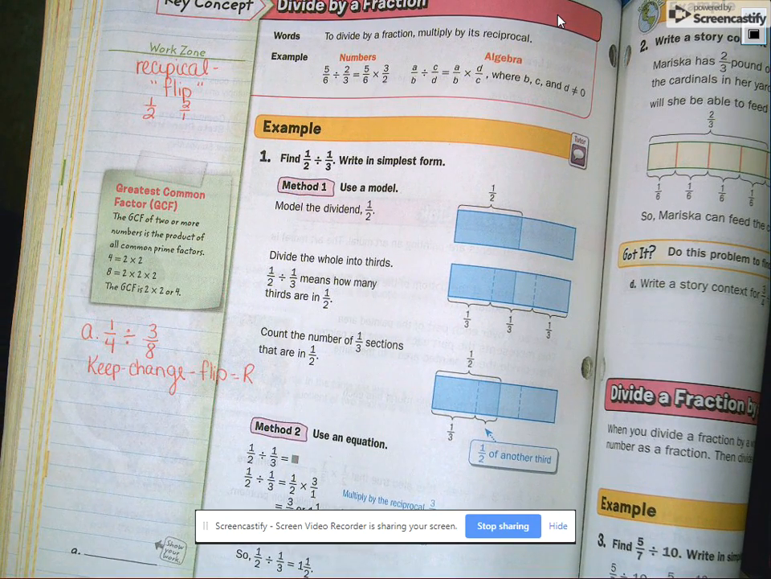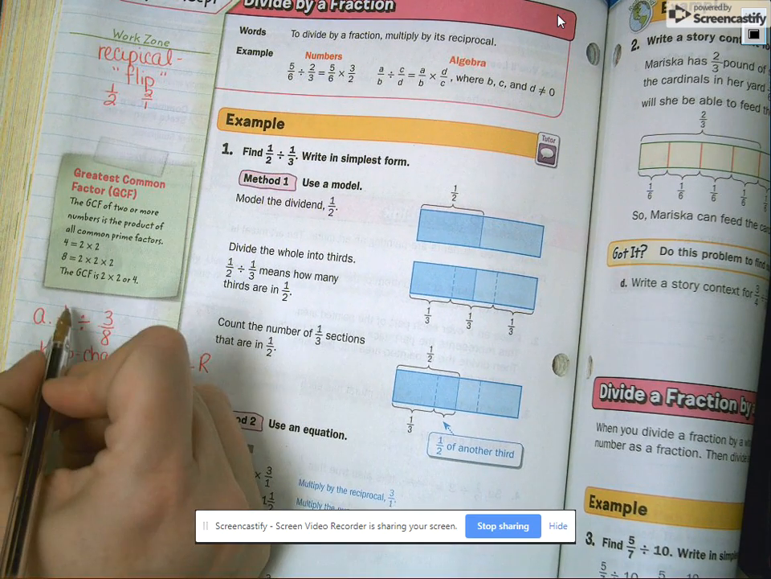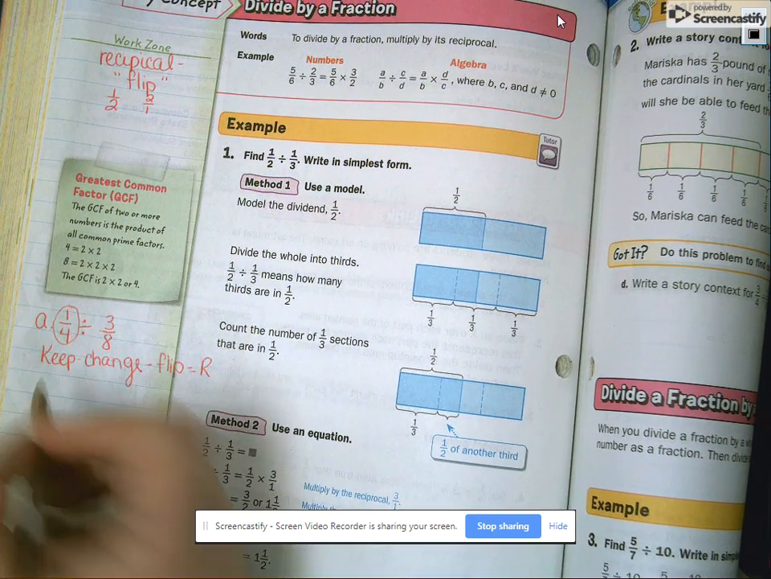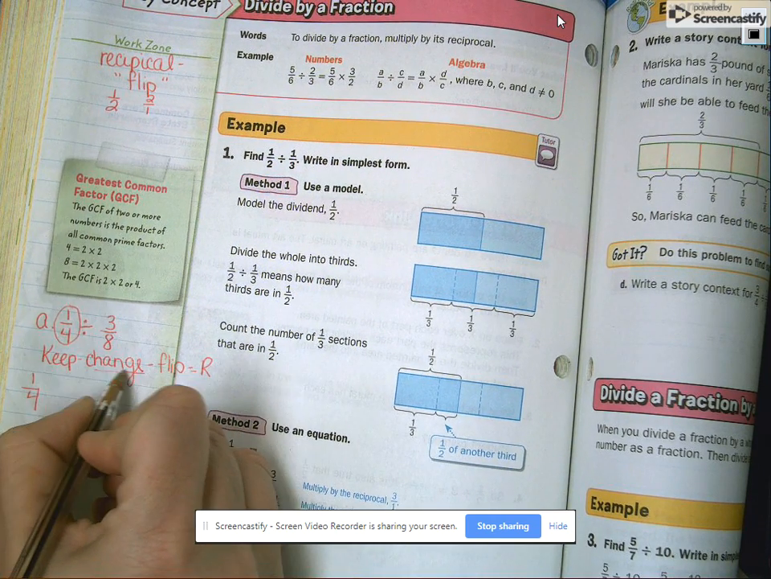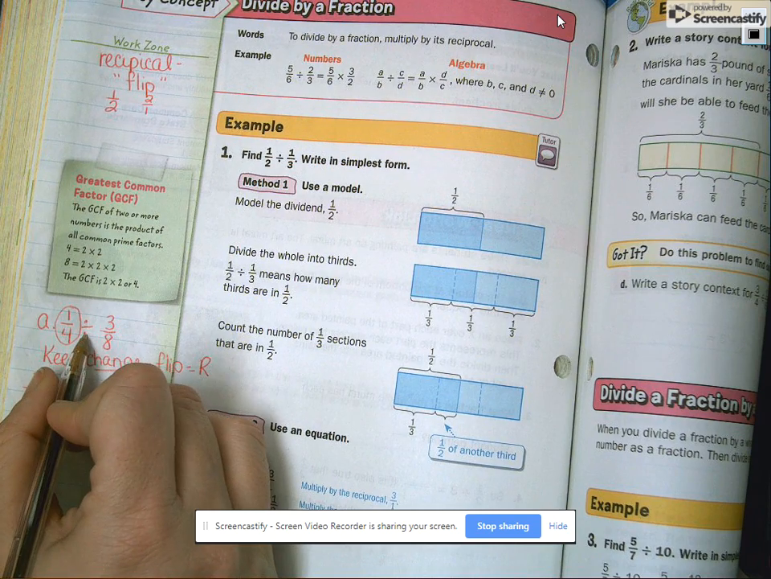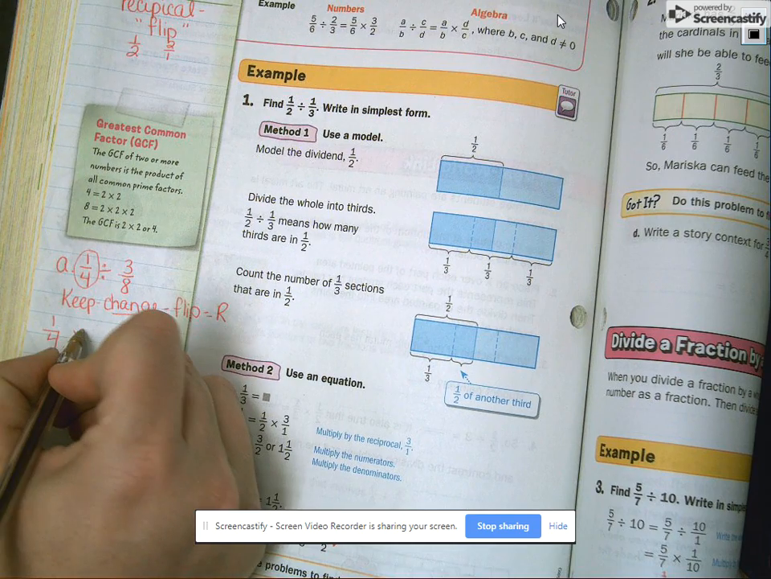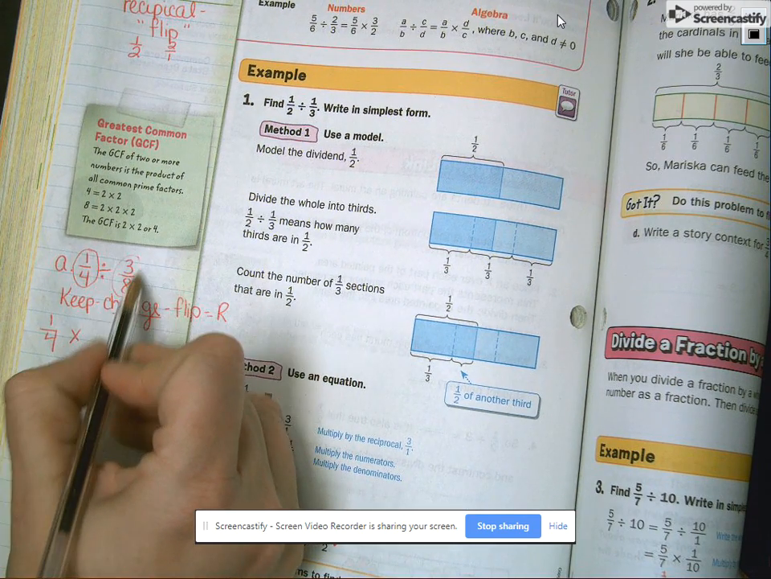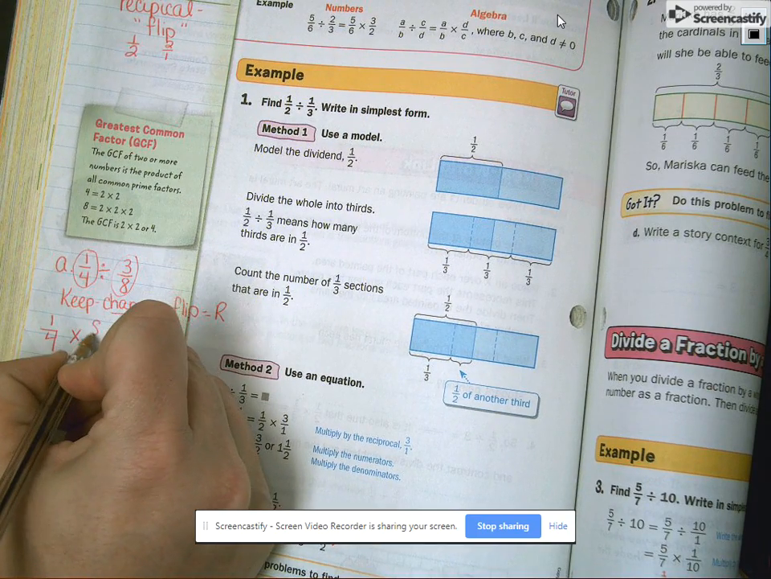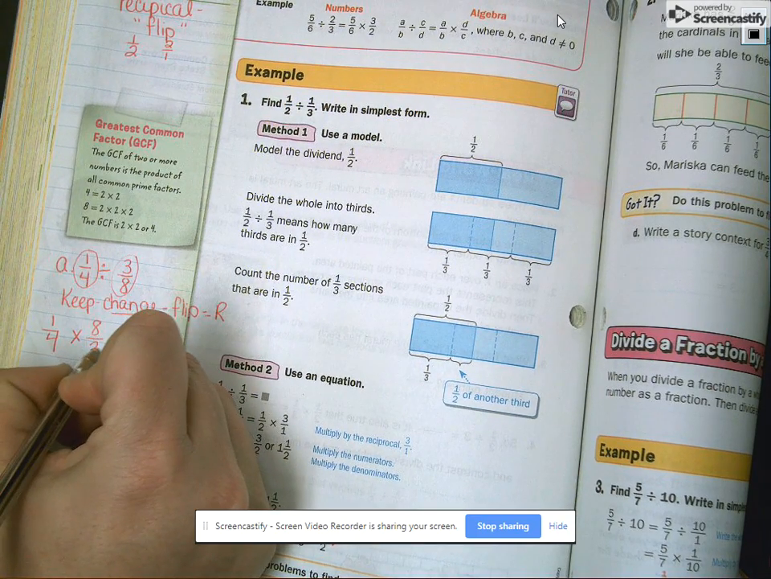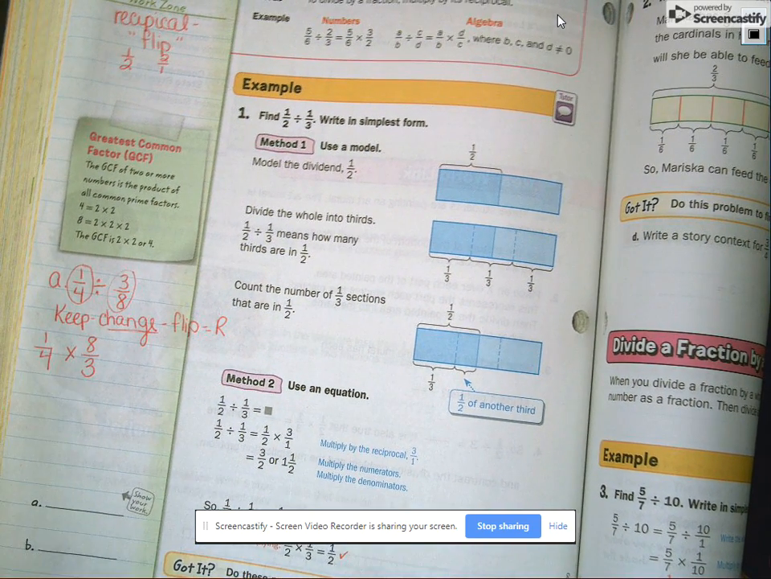So when I think about keep, change, flip, or reciprocal, I'm going to keep the first fraction exactly the way it is. Then I'm going to change the next part, which is the sign. The opposite of division is multiplication. And then I'm going to flip, or find the reciprocal of, this fraction. So 3/8 now becomes 8/3. And then you're going to multiply these two fractions exactly the way that we've been practicing.